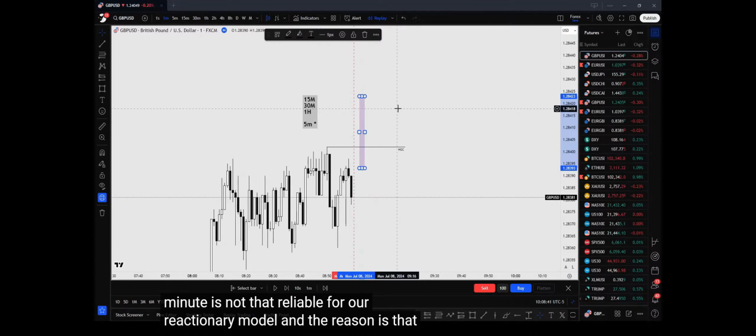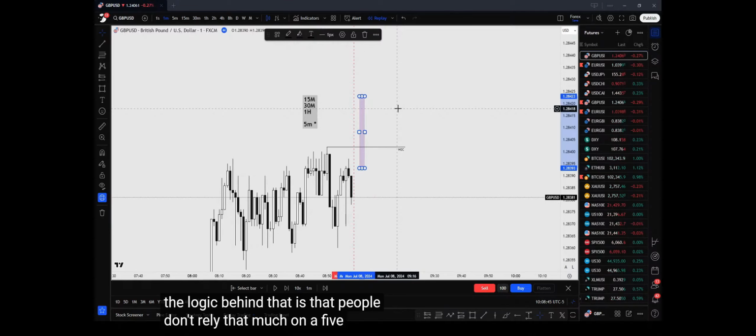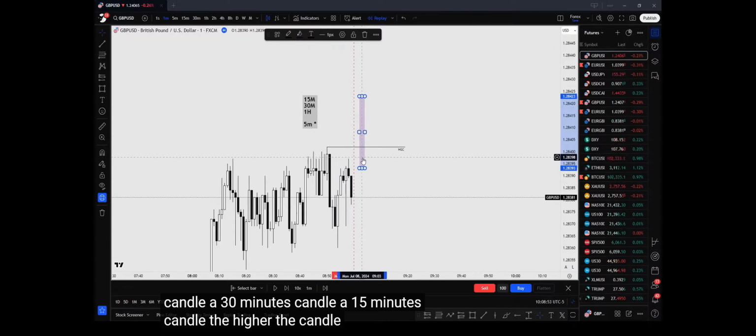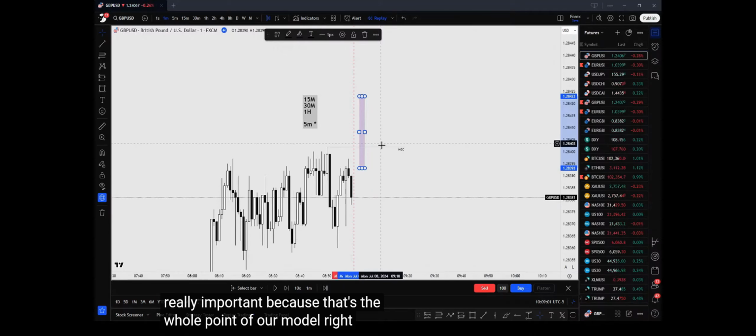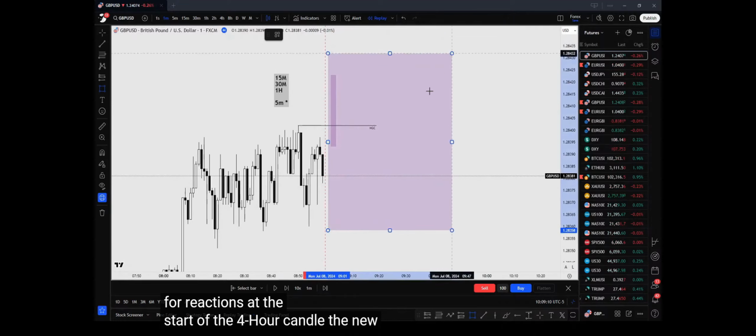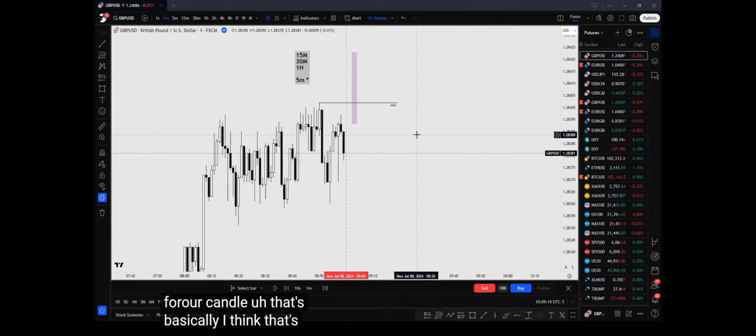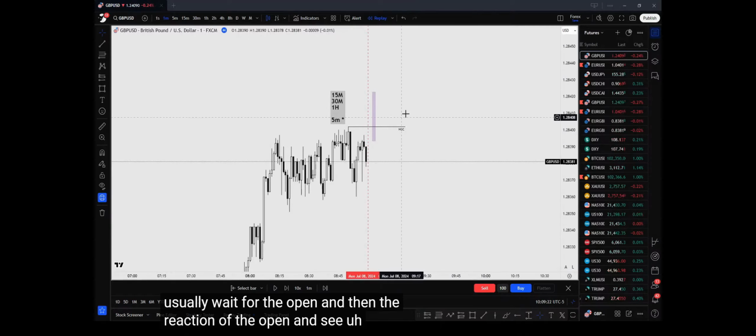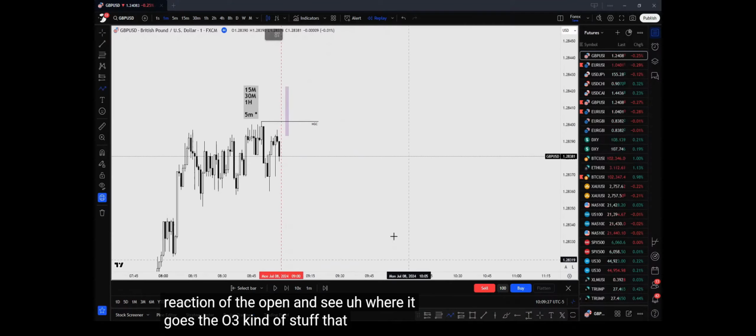And the reason is that people don't rely that much on a 5-minute candle. They usually wait for a 1-hour candle, a 30-minute candle, a 15-minute candle. The higher the candle, the more they will rely on it. And this is really important, because that's the whole point of our model, right? We've always said that we usually wait for reactions at the start of the new 4-hour candle. That's basically in most of the models out there. They usually wait for the open and then the reaction of the open and see where it goes. The PO3 kind of stuff, that's when the candle opens.